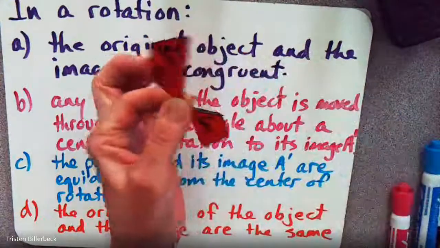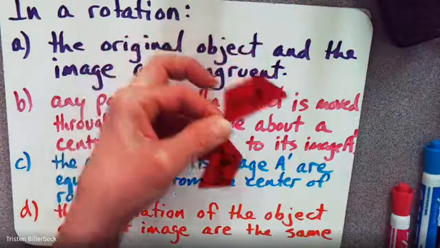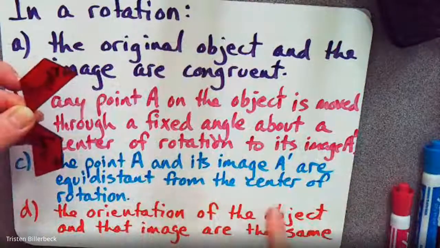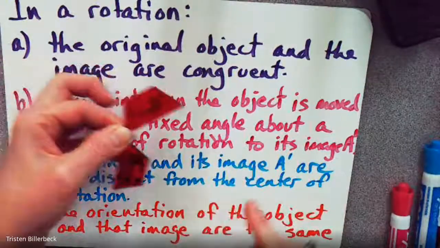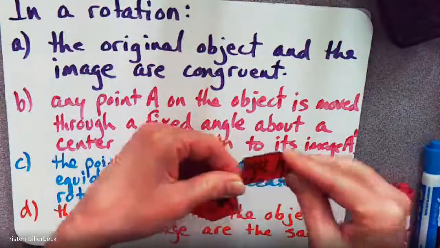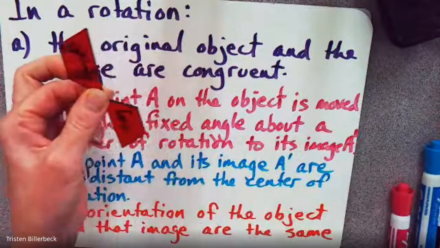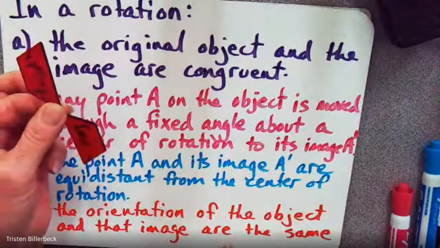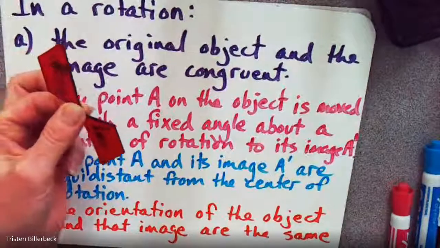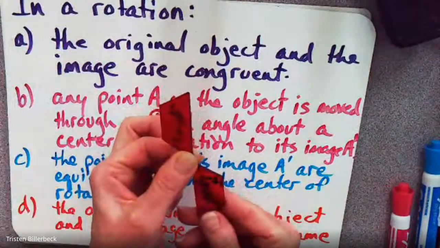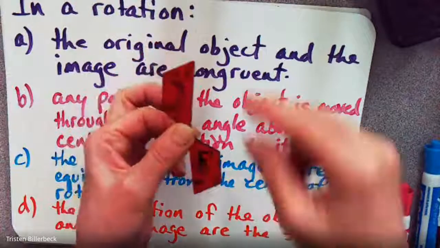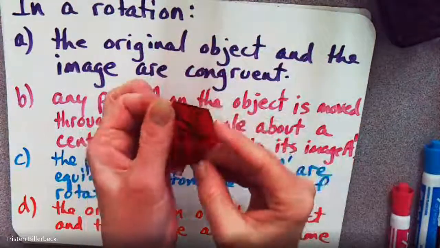Think of a pinwheel when you look at these. So it's going to act like a pinwheel. Then point A and its image A prime are equidistant from the center of rotation because they're running at their radius. So we're talking about radii, and radii are always equal. And the orientation of the object and that image are the same. That's kind of hard to understand. That does not look the same, but if I keep rotating, it's going to line up with itself.